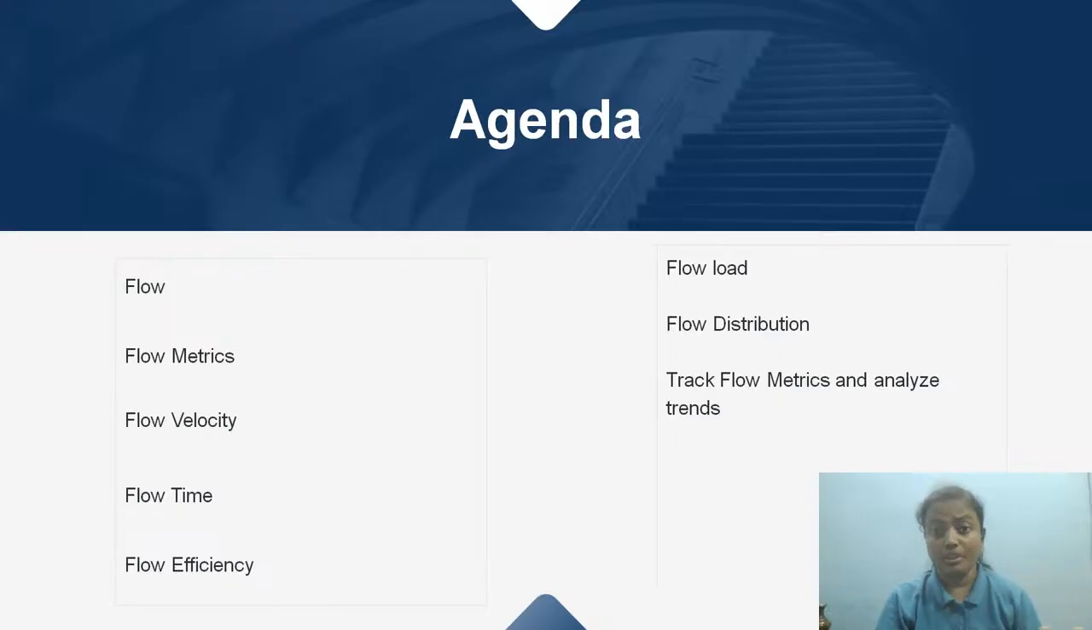Today's agenda, as I mentioned, is packed. We will talk about what is flow, then flow metrics, why flow metrics first of all, what is special in them, and what they actually help us figure out. We are going to cover five metrics: flow velocity, flow time, flow efficiency, flow load, and flow distribution, along with the purpose of these metrics. From these metrics, how are we going to track and analyze the details, and what action can we take further for continuous improvement? That's the whole picture we are going to cover today.